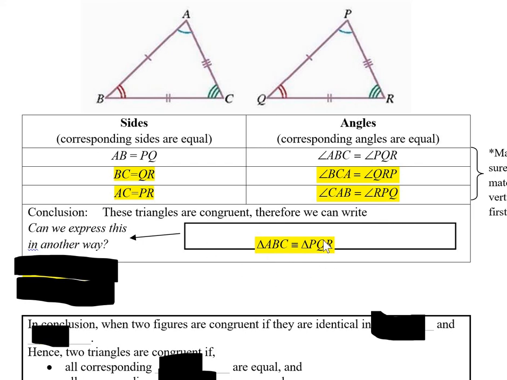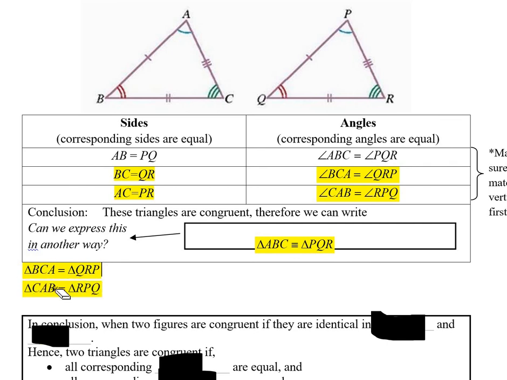Now can you express this using another way? The answer is definitely yes, because you can change the orientation. So another way to write it will be triangle CAB is congruent to triangle RPQ. Once again, please take note of the sign here. It should be three horizontal lines instead of just the equal sign, to show that they are congruent.